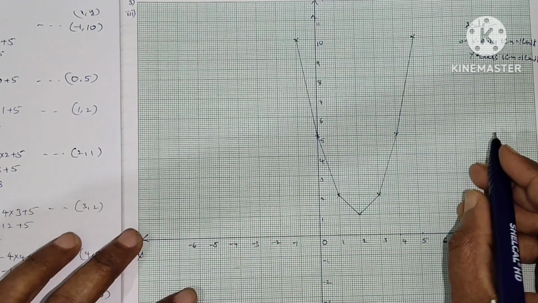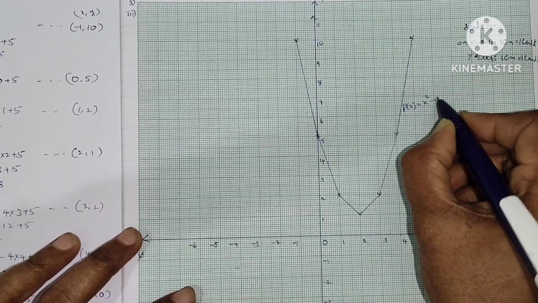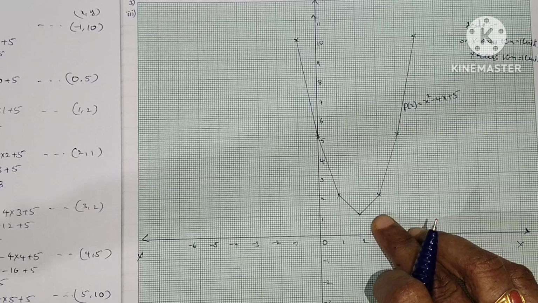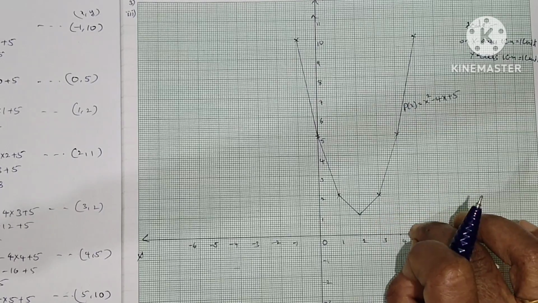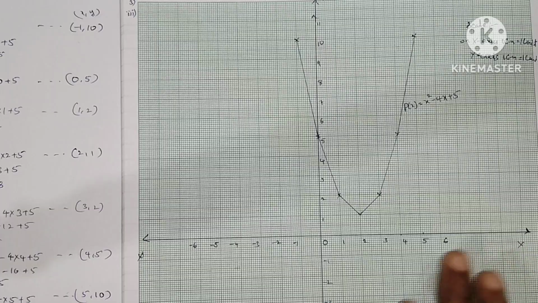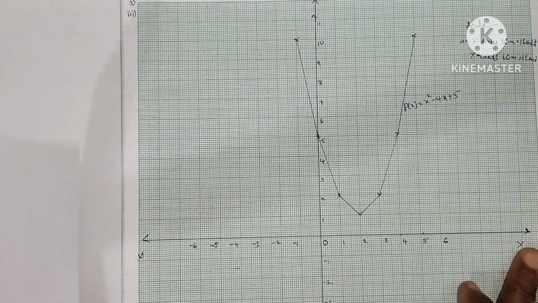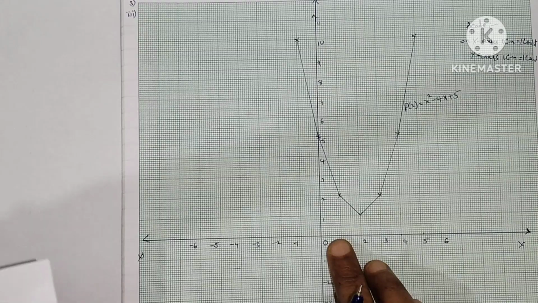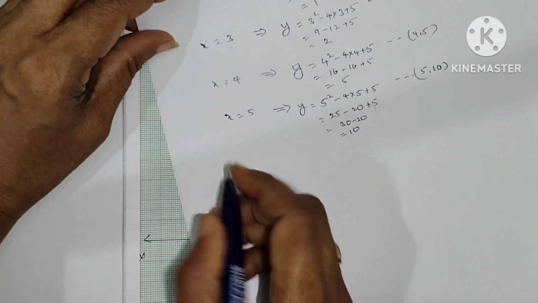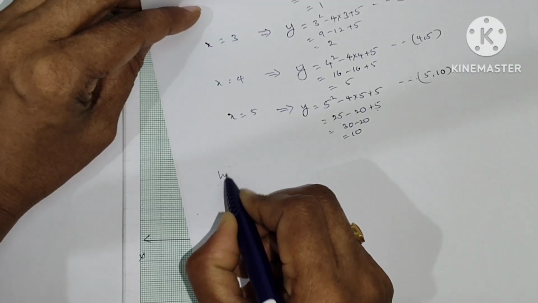So this is the graph. Here p of x equals x square minus 4x plus 5. This graph does not cut the x-axis. So here it does not intersect the x-axis, so there are no solutions. So we write that here: observe this curve cannot intersect the x-axis. Observe the graph does not cut the x-axis.